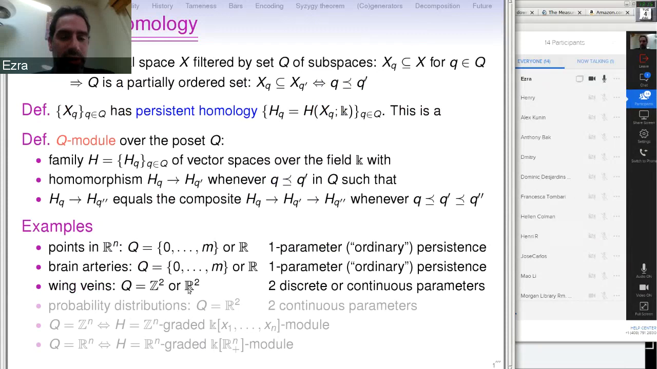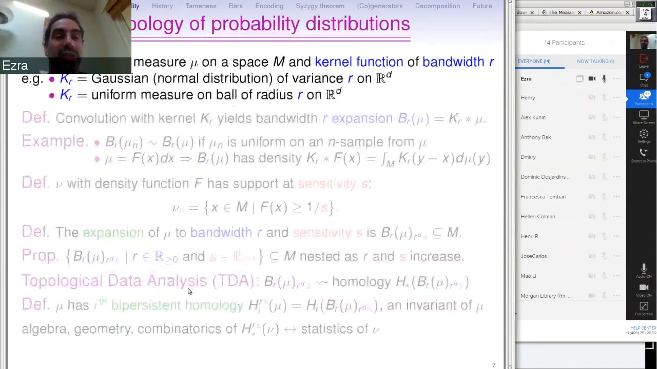Okay, so here is another example. This is a standard example that was actually in the very first paper on multiparameter persistence in 2009 by Carlsson and Zomorodian, but I'll give a somewhat detailed explanation because it's one of the motivations for what we're doing here. And this one, you really do want to use two continuous parameters, not two discrete ones. So here we have topology of probability distributions. So suppose you have a measure on a space.